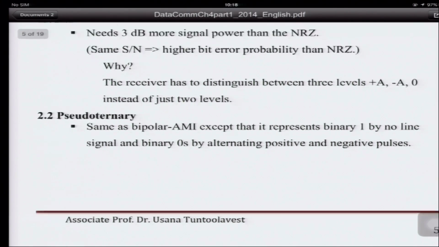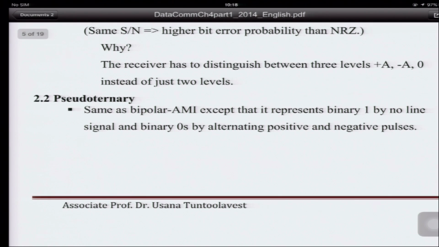Next, we look at the pseudo ternary. This is the same as AMI. As I said, it just represents it oppositely.